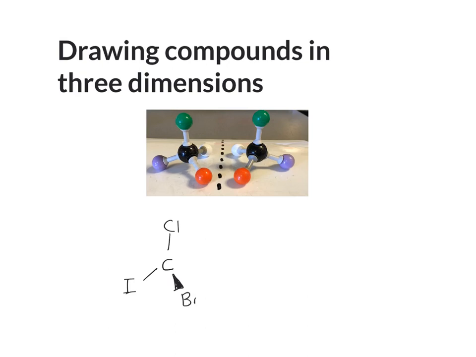So we'll put bromine on there, and anything pointing away should be a dashed bond like that. So that is how we would draw it in 3 dimensions. It shows that one thing's pointing forwards, one thing's pointing backwards, and these 2 parts are in the plane of the paper.